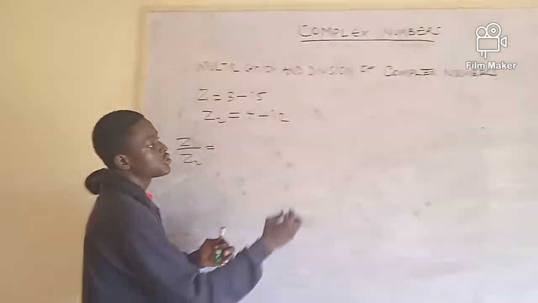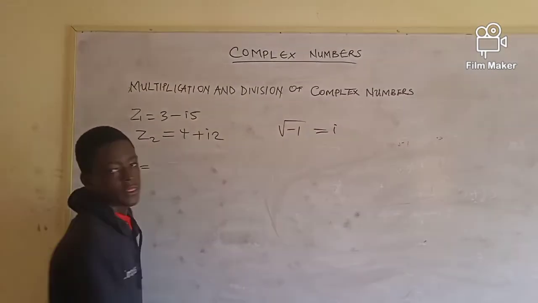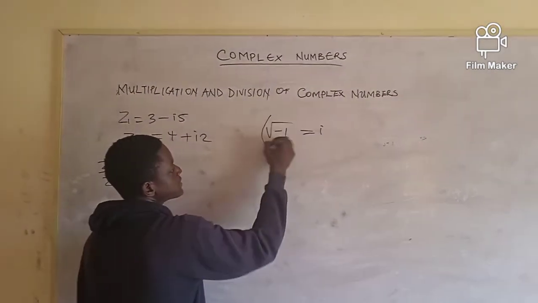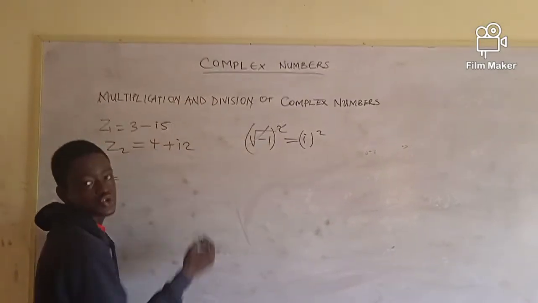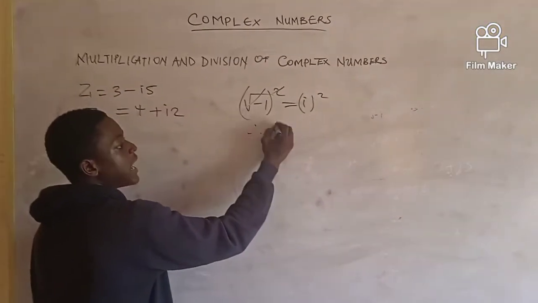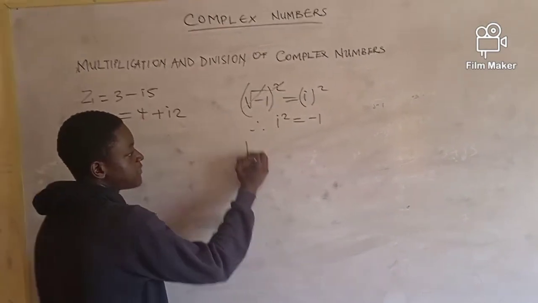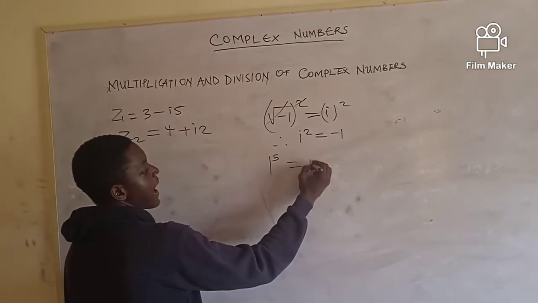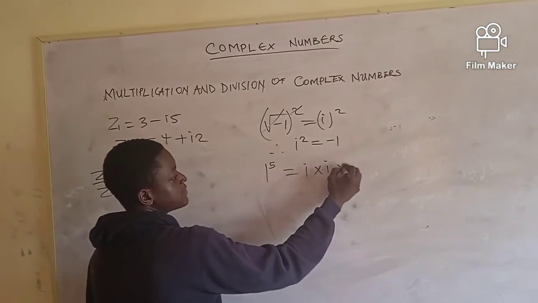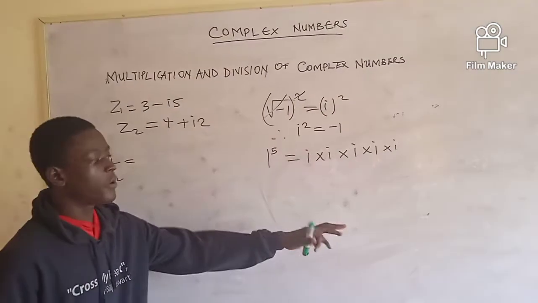Remember from the multiplication, if we have the square root of minus 1 to be i, and we square both sides, this square cancels the square root. Therefore, i squared is equal to minus 1. How about we have i to the power of 5? i to the fifth is i times i times i times i times i. That is i to the power of 5.